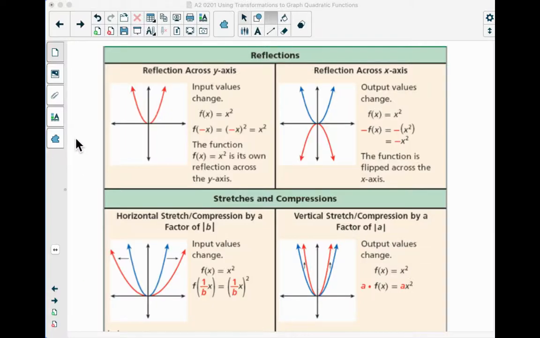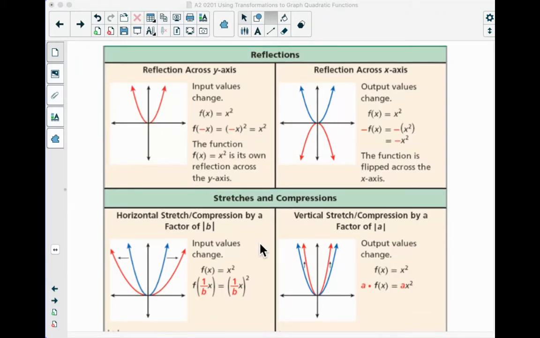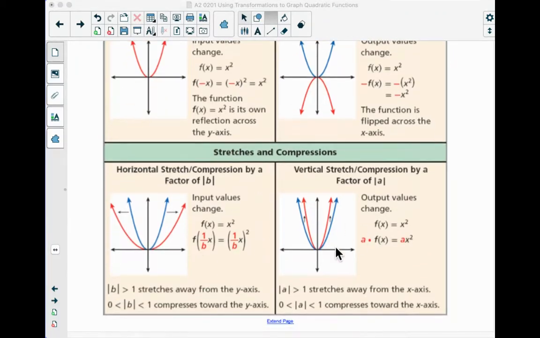Okay, so remember reflections. If you have a negative out in front of the x squared stuff, that's going to flip it upside down. It's going to reflect it over the x-axis. Now, if it's inside here, if you had negative x squared, negative times negative turns out positive. So really, it's not going to do anything to the graph. We're going to talk about stretches and compressions. That's going to be a little tougher, but we got this. So let's try it out.